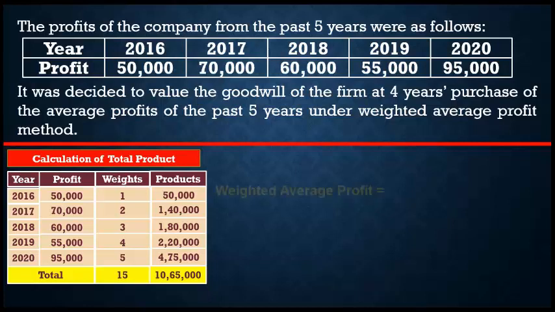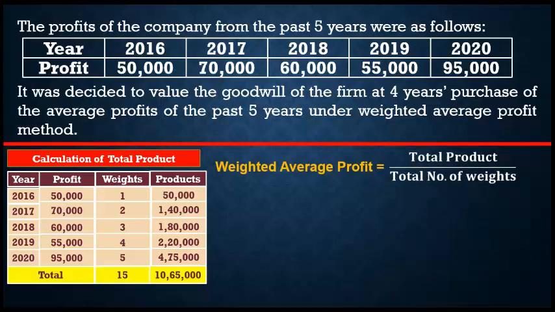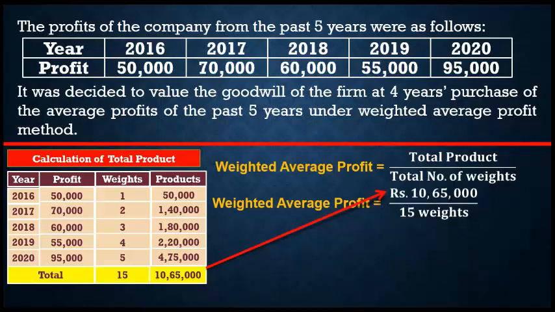Now calculate weighted average profit. What is the formula? Total product divided by total number of weights. Weighted average profit is equal to total product, already calculated, 10,65,000, divided by total number of weights, 15 weights.